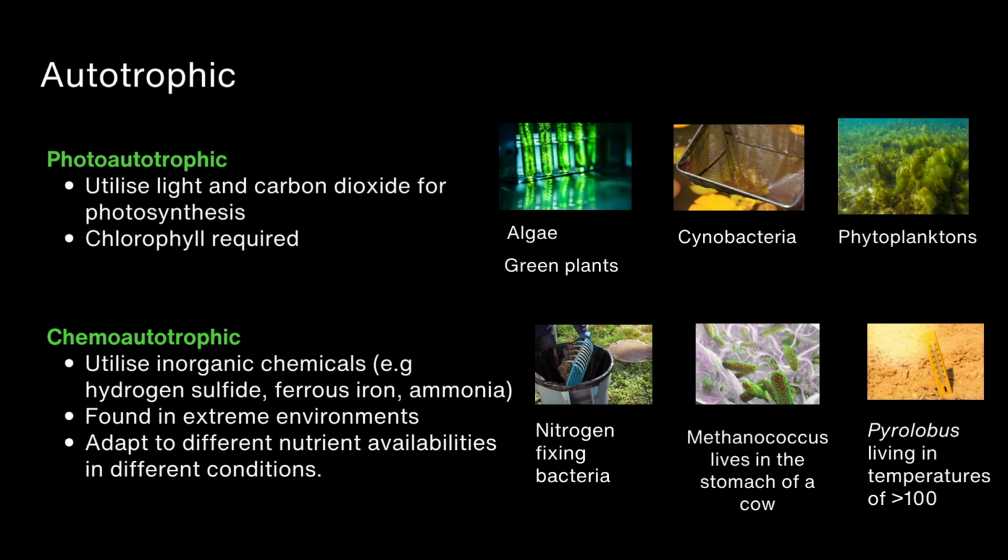The next type of autotrophic is chemoautotrophic, and as the name suggests, they use chemicals. So inorganic chemicals such as hydrogen sulfide, ferrous iron, and ammonia to synthesize their own complex organic materials. These are found in extreme environments and often adapt to the different nutrient availabilities found in these different conditions. There are examples shown here, such as nitrogen-fixing bacteria or bacteria that lives in the stomach of the cow.